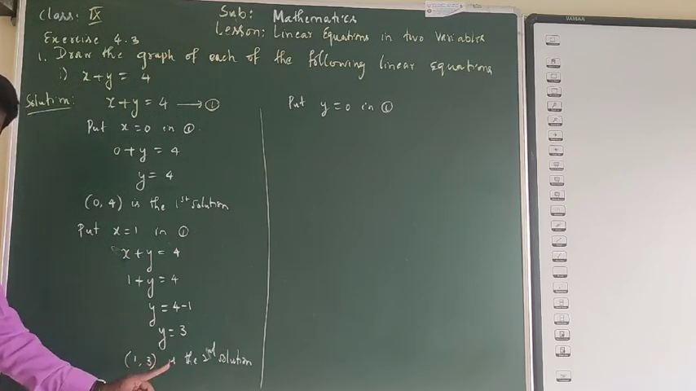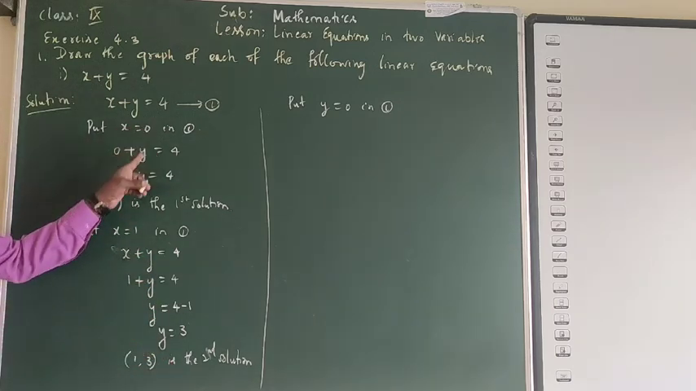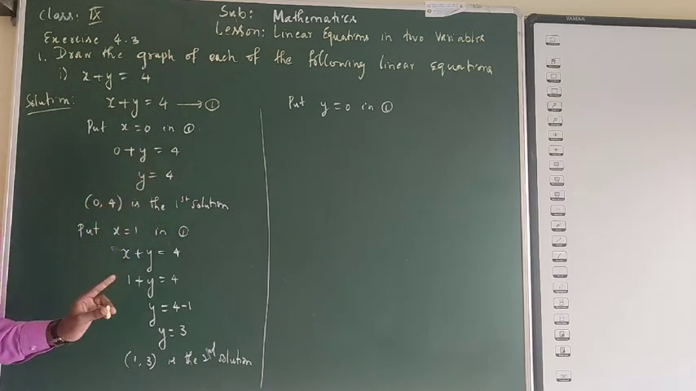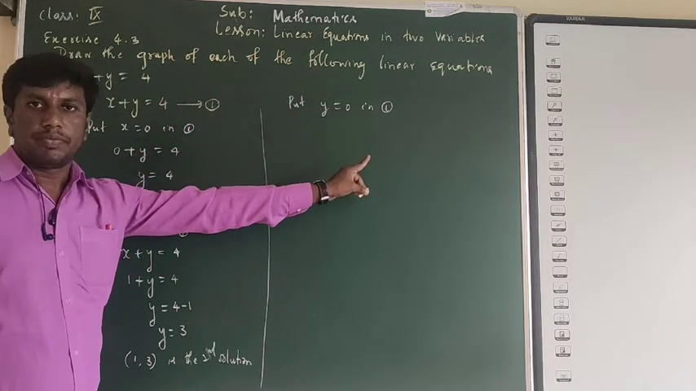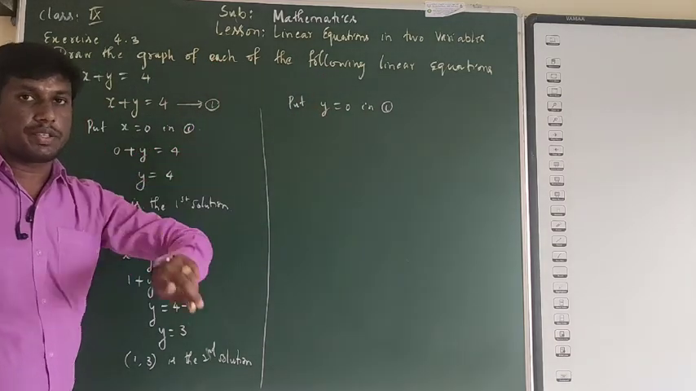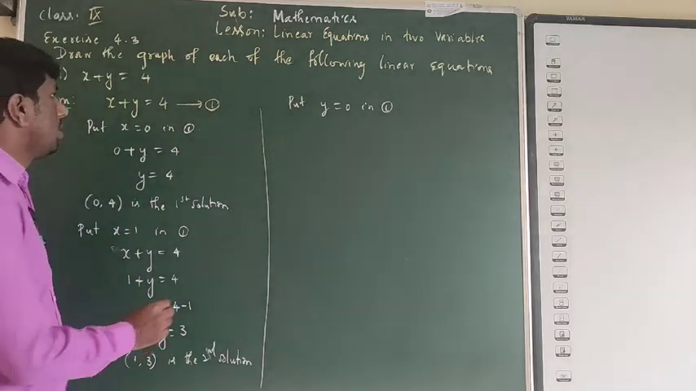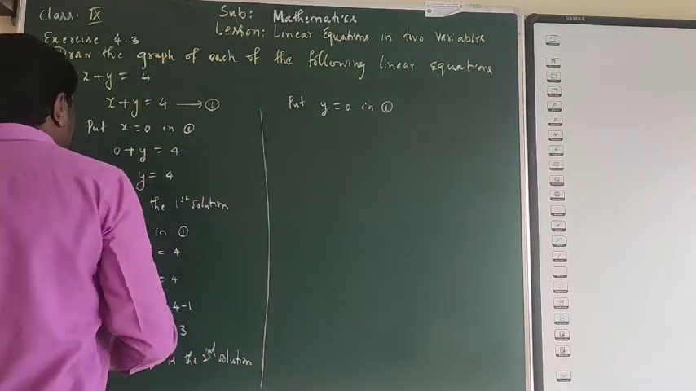These are ordered pairs. Clear? Here also I took x is equal to 0 and got y is equal to 4. The combination of x and y values is the solution. Clear? Now for the third solution, I am taking y is equal to 0, not the x value, in the same equation. We will see that. What will happen?